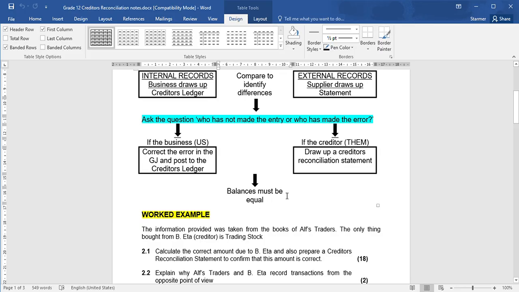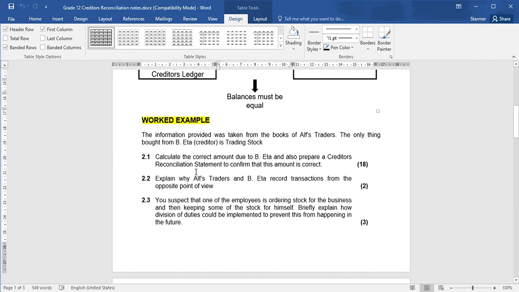Alright, going now to a worked example. The first one asks you to calculate the correct amount due to Beta and also prepare a creditor's reconciliation statement to confirm that this amount is correct. Alright, before I even start, the first thing I suggest you do is you identify who we are and who they are. So if you read this, it was taken from the books of Alf's Traders. In other words, Alf's Traders is us, and the Beta creditor is them. Now bear that in mind when we come to do these questions.